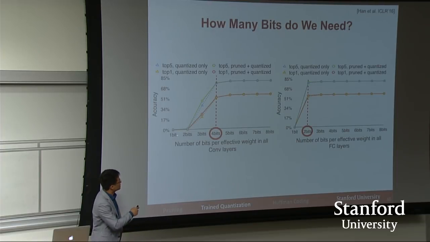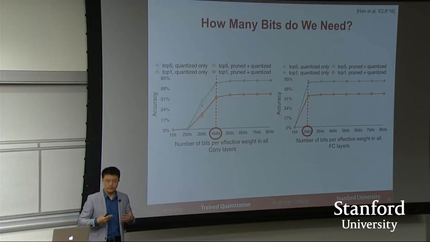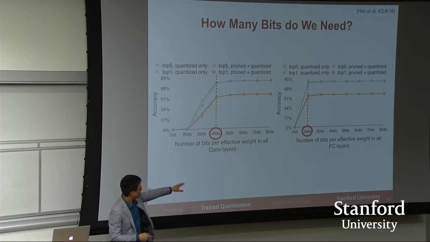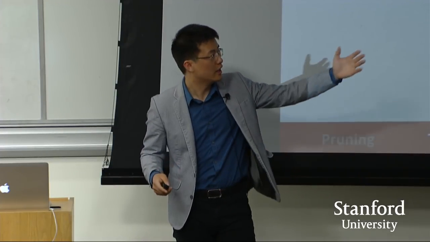So let's see. This is the number of bits we give it, and this is the accuracy. For convolution layers, not until 4 bits does the accuracy begin to drop. And for the fully connected layers, very astonishingly, not until 2 bits, only 4 numbers, does the accuracy begin to drop. And this result is per layer.